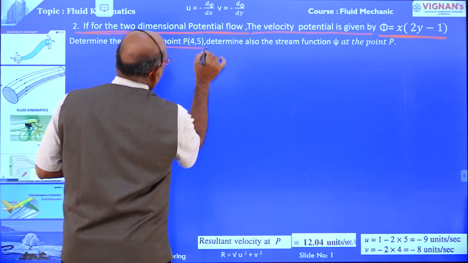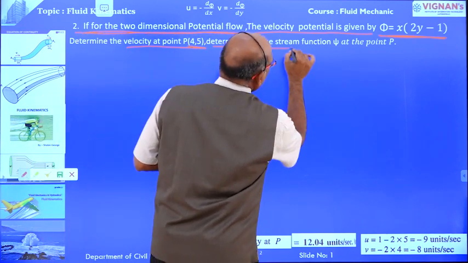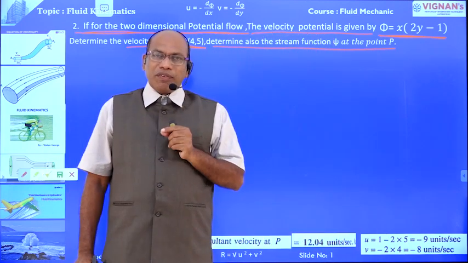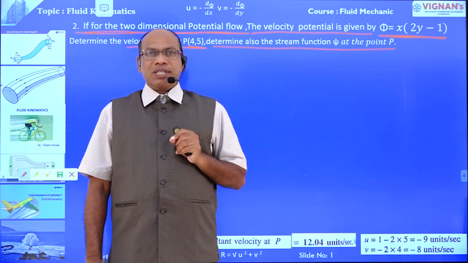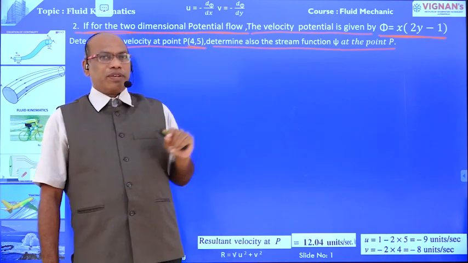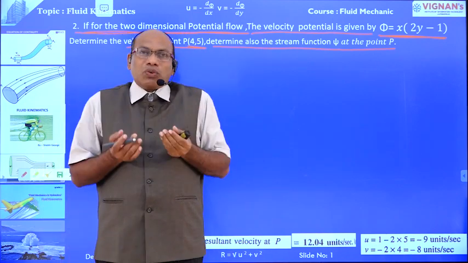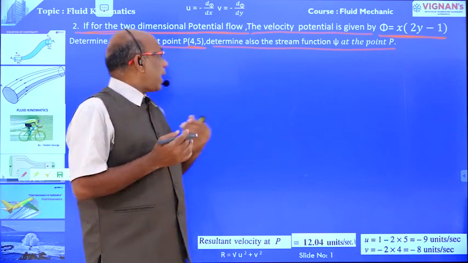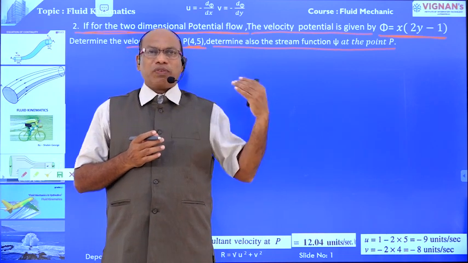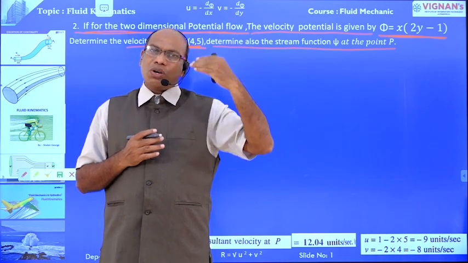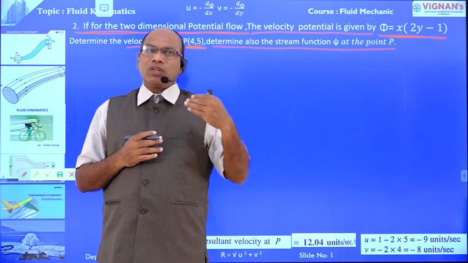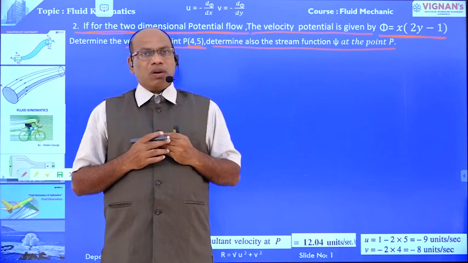Determine the velocity at point (4, 5) and determine also the stream function at point P. Right here, they have given the velocity potential function, phi, equal to some equation. Based on this equation, we are going to determine the velocity components at point (4, 5), based on the velocity potential function definition: u is equal to minus dou phi by dou x, v is equal to minus dou phi by dou y. Okay, very clear.